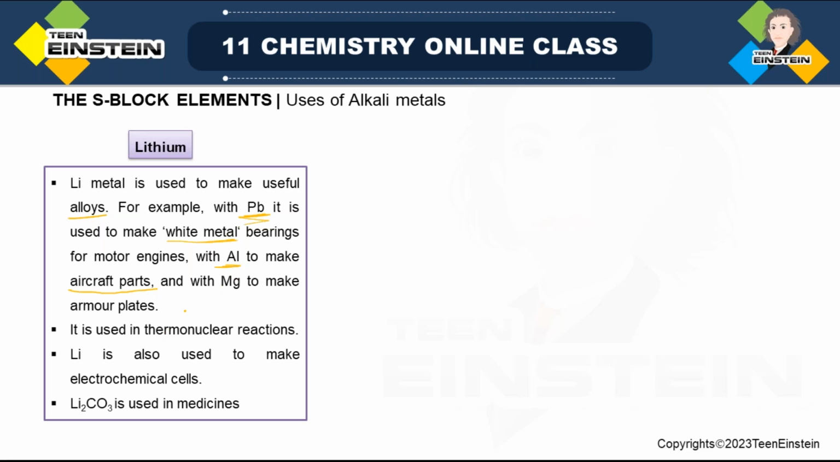So suppose you may get a question that for aircraft parts making, which alloy of lithium is used? Is it lithium Pb alloy, lithium aluminium alloy, or lithium Mg alloy? The answer is lithium aluminium alloy. And when the alloy is with magnesium, it is used for armor plate preparation. It is used in thermonuclear reactions, also in making electrochemical cells, and lithium carbonate compound, that is the carbonate salt of lithium, Li2CO3. The formula is so because carbonate is carrying 2 negative charge, so we need 2 lithium. Now lithium carbonate, it is used as medicine.